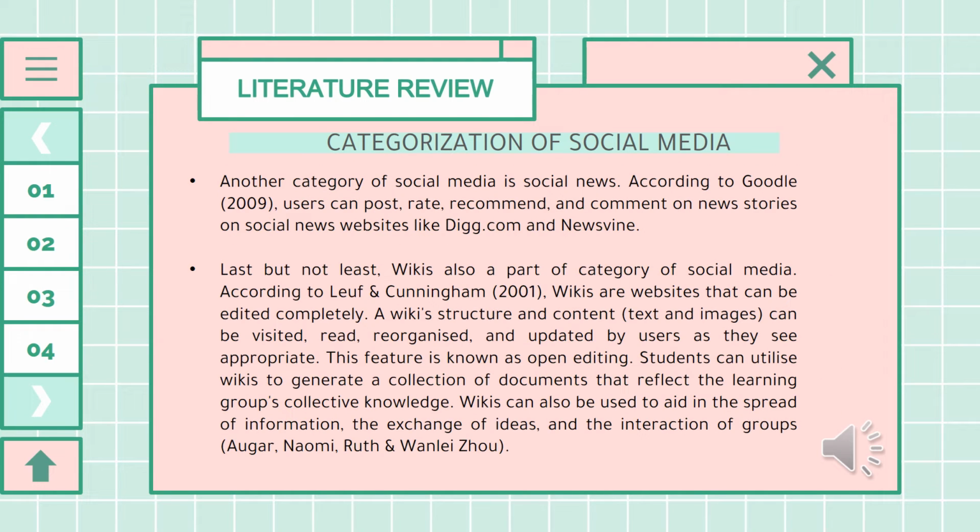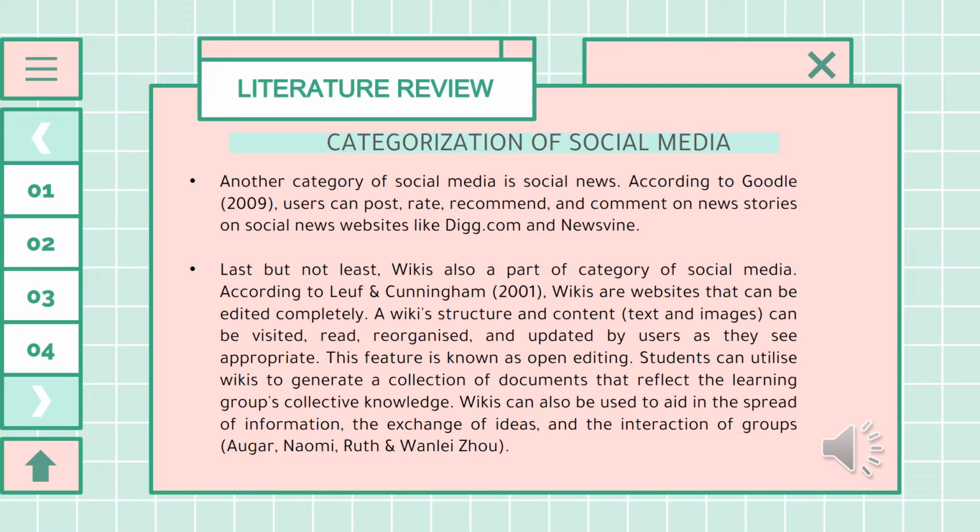Another category of social media is social news. According to Gooder 2009, users can post, rate, recommend, and comment on news stories on social news websites like dig.com and Newsvine. Last but not least, wikis are also a part of the categories of social media.